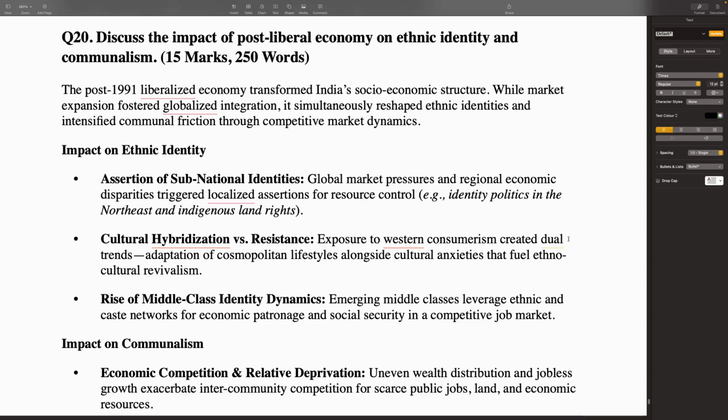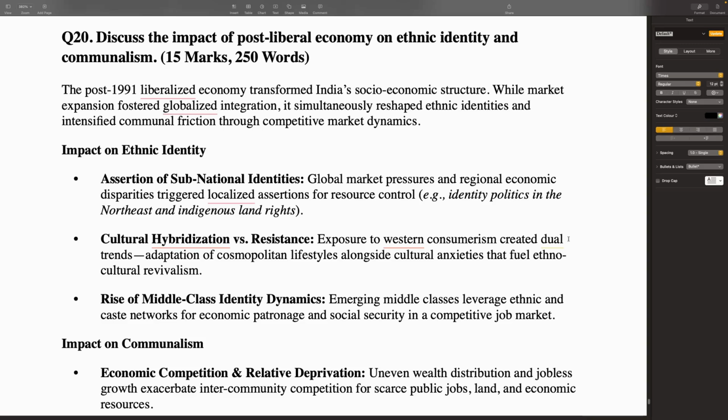Impact on ethnic identity. Assertion of subnational identities. Global market pressures and regional economic disparities triggered localized assertion for resource control. Example, identity politics in the Northeast and indigenous land rights.